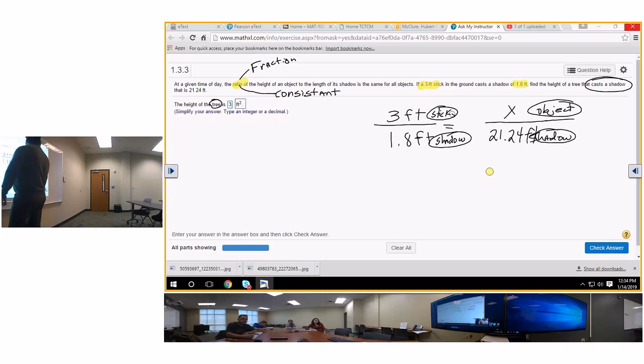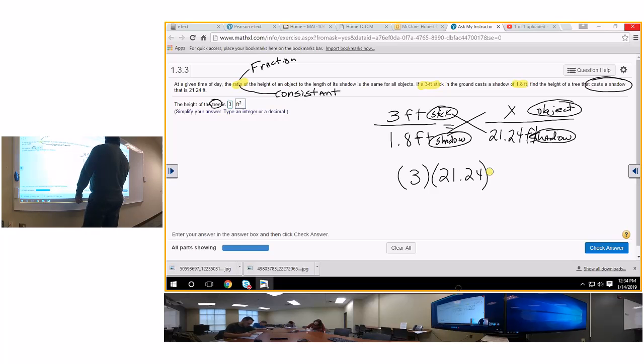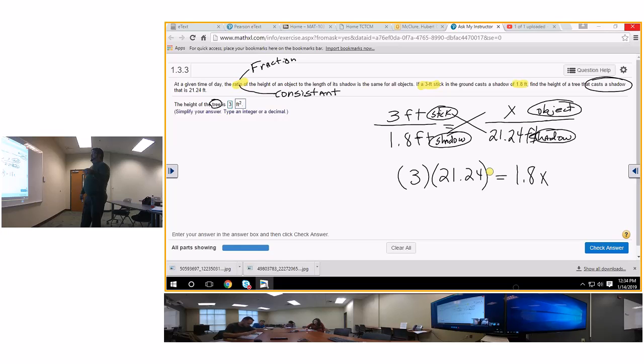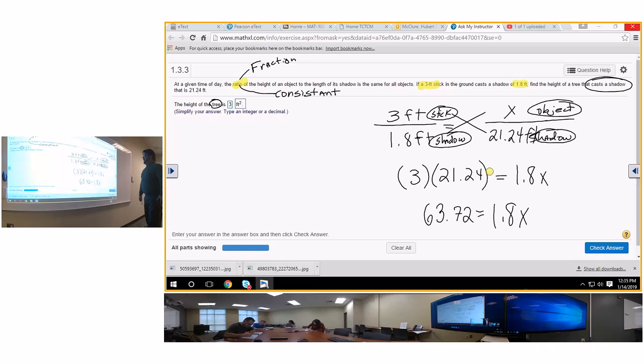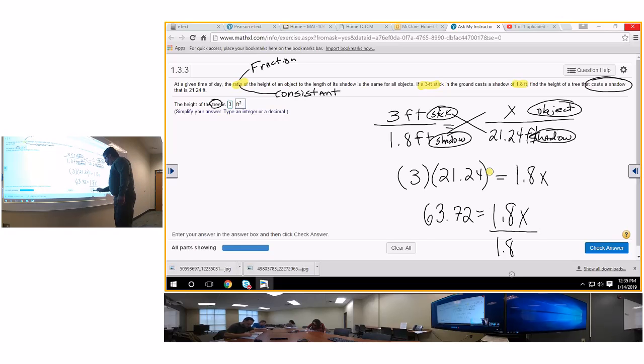So crisscross and solve for X. 3 times 21.24. And this is a calculator question. You don't need to try to do this in your head because you're not Rain Man. 3 times that's 63.72. Somebody check me. Yeah. Is equal to 1.8x. How do you get rid of multiplying by 1.8? You divide by 1.8. And somebody do that in your calculator, please.